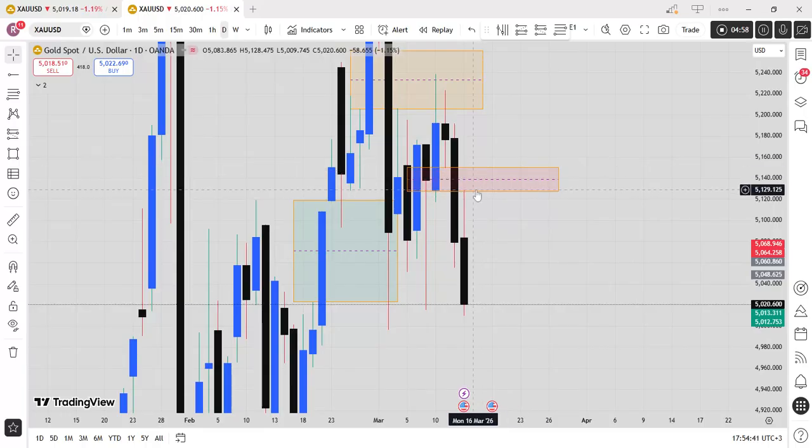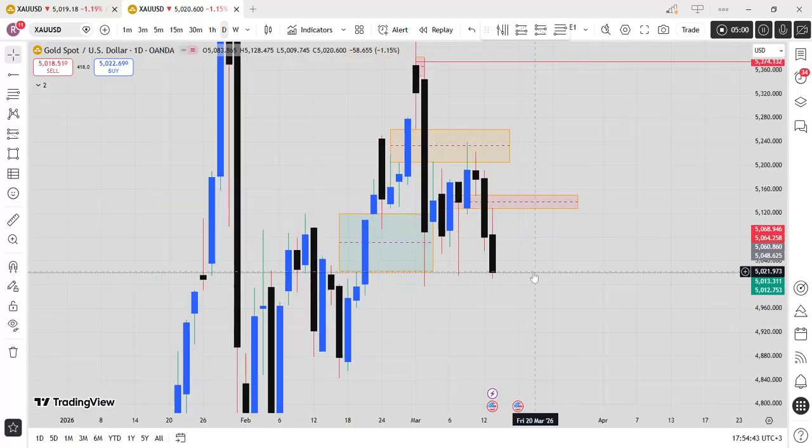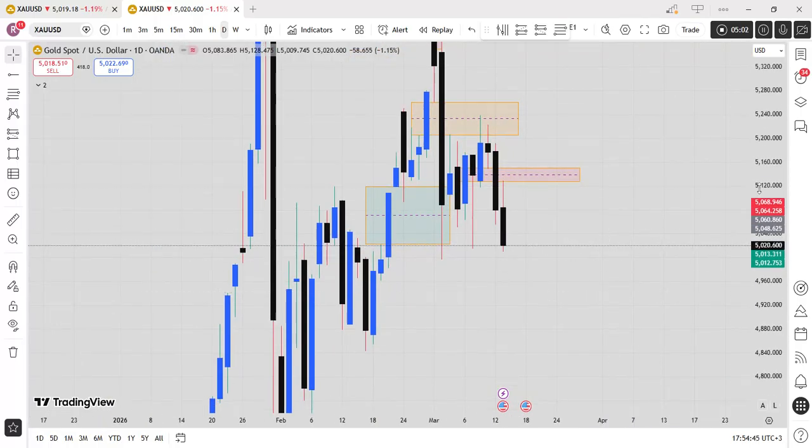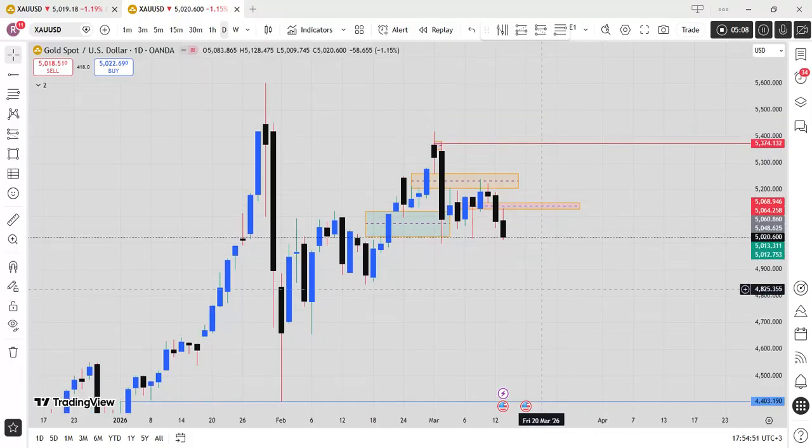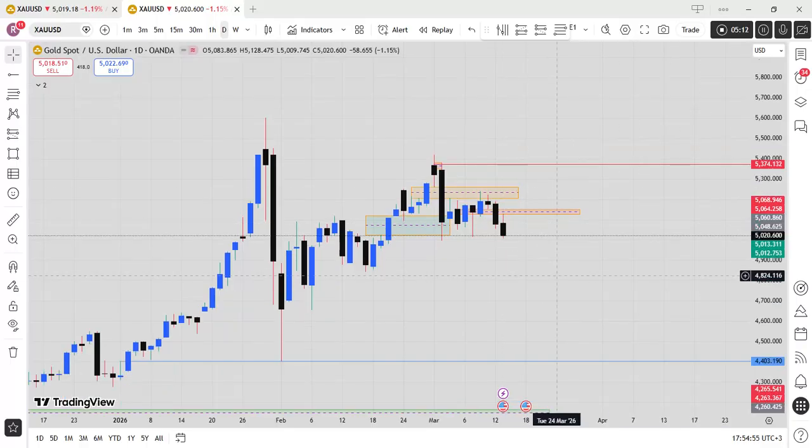It may just come and tap this level, then we drop. So yeah, that's going on, meaning that the dollar is gaining strength apparently. For some reason, I don't know how Trump is doing it, but the dollar is gaining strength. That simply means it is bad news for gold.